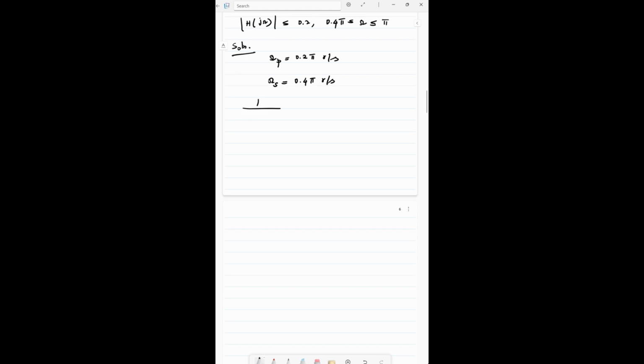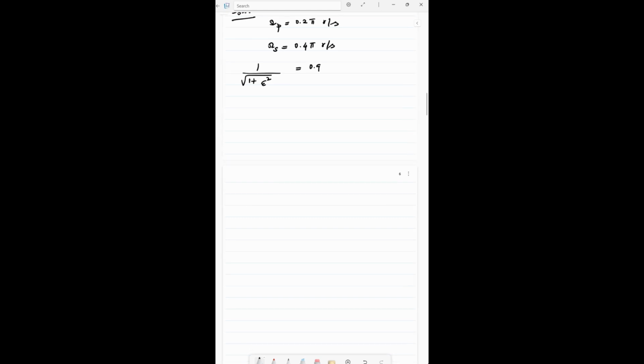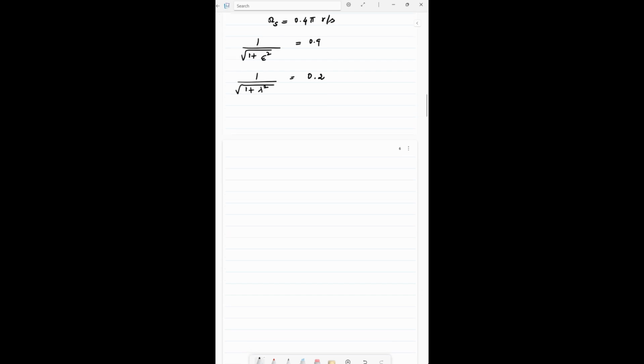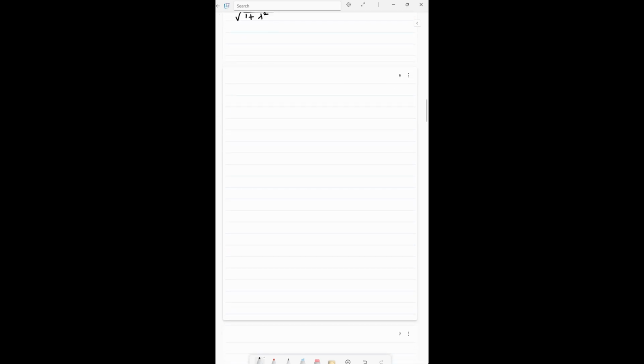Now again, we have to find out the values of epsilon and lambda using these formulas. The formula for finding epsilon is 1 divided by root of 1 plus epsilon square, and in the same way 1 divided by root of 1 plus lambda square for finding out the value of lambda. So just equate these values, solve it, and get the values of epsilon and lambda.